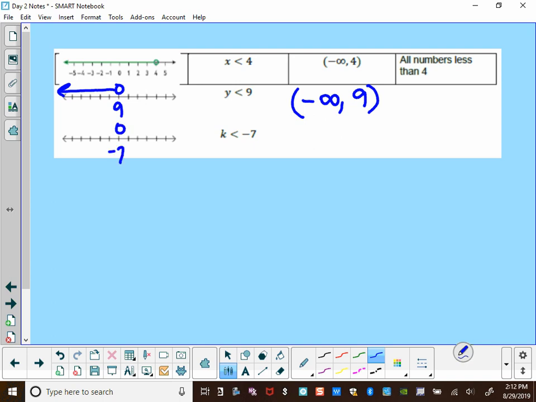You have a question? Because from this way is towards negative infinity, this way is towards positive infinity. So because we're coming from this side, we read it left to right, negative infinity to 9. Same here, we should get negative infinity to -7. Both parentheses. That was a little tricky.